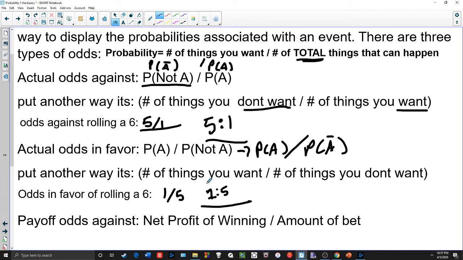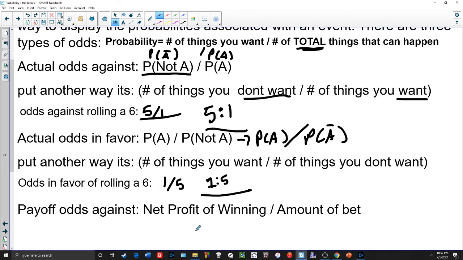So again, similar to probability, but not quite the same because they don't involve the total amount of stuff that can happen. The payoff odds is specifically for gambling and betting, and it's basically the amount of money you could win on a bet divided by the amount of money you would have to bet to win that. And again, net profit means your winnings minus your bet. So if you bet 20 bucks and you get $5, that means your net profit is 5, and the amount that you bet was 20.